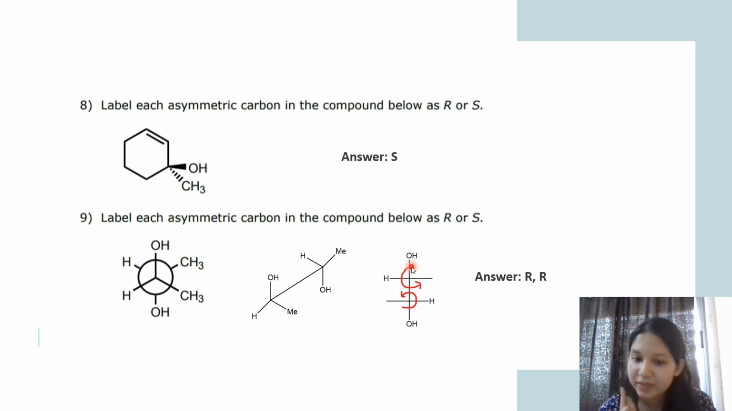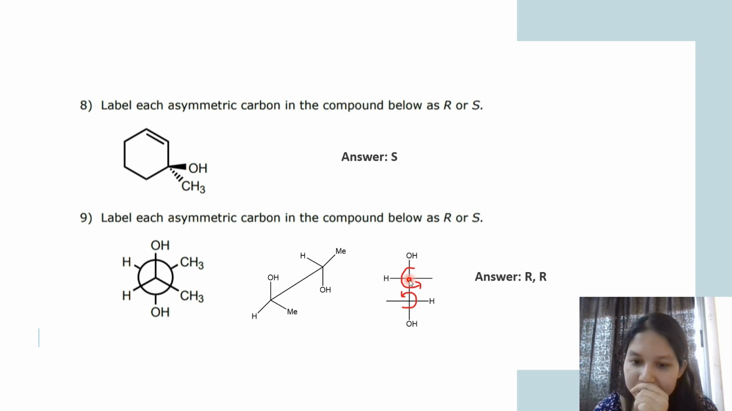configuration. But in case the fourth priority group is present in the horizontal plane, not in the vertical, then you have to reverse the rule. Like if the fourth priority group is present in this horizontal plane, the clockwise will be S, not R, and the anti-clockwise will be R, not S. When the fourth priority group lies in the horizontal plane, the rules reverse. So now let us assign it for this compound.